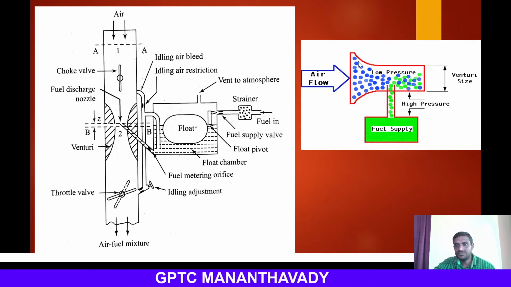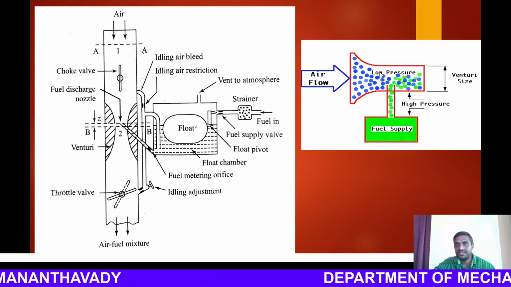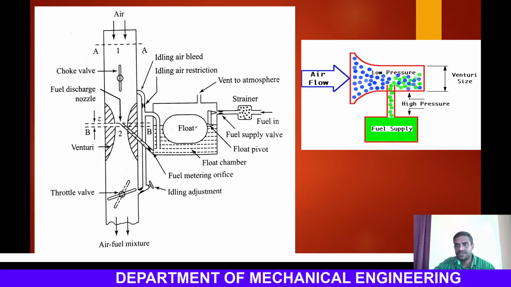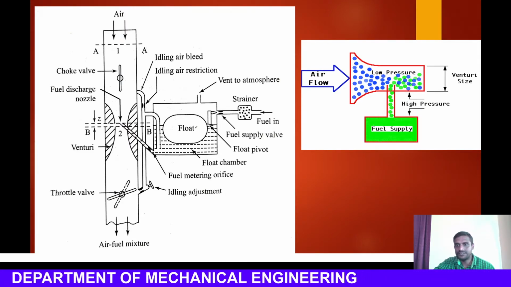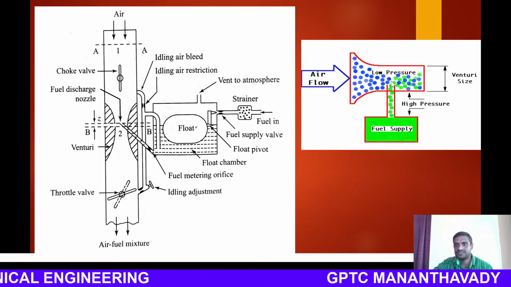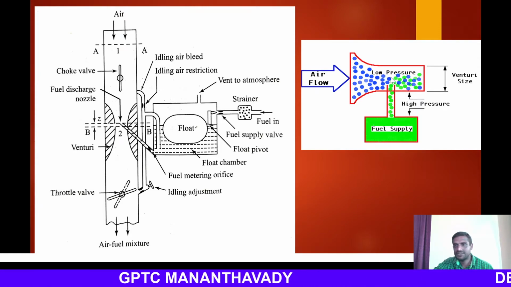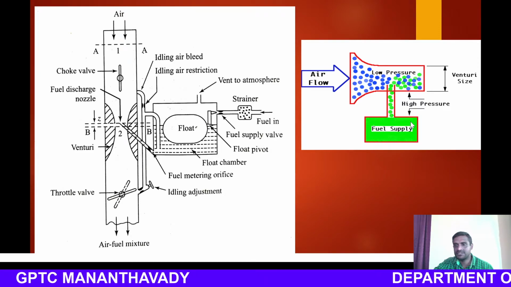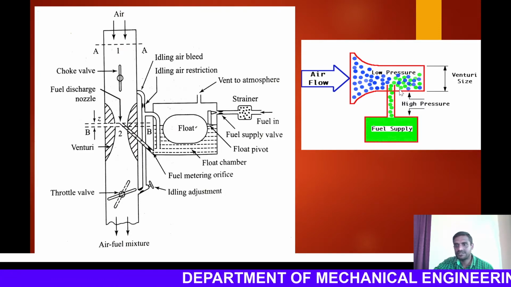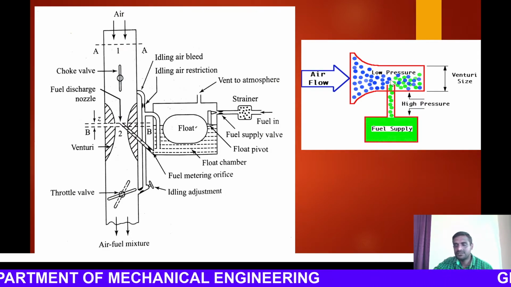As the air flows through the throat region, its area times velocity is constant, as we know from the continuity equation. Here the cross-sectional area is reduced in the throat region. As the area reduces, the velocity is increased and a pressure drop is created. So there is a low pressure area here, and in the fuel tank there is a higher pressure. So there is a pressure difference, a pressure gradient, between this tank and this throat area.